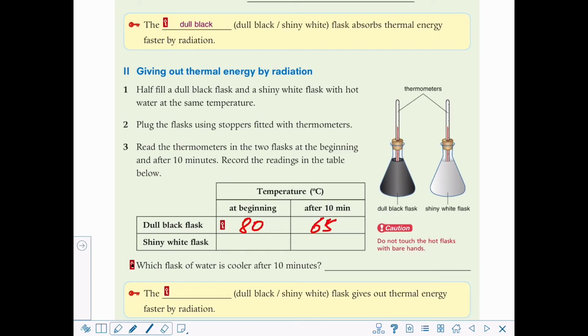For the shiny white flask, the temperature at the beginning is also 80 degrees. The temperature after 10 minutes is 67 degrees. Which flask of water is cooler after 10 minutes? The dull black flask. The dull black flask gives out thermal energy faster by radiation, is what can be deduced from the result.